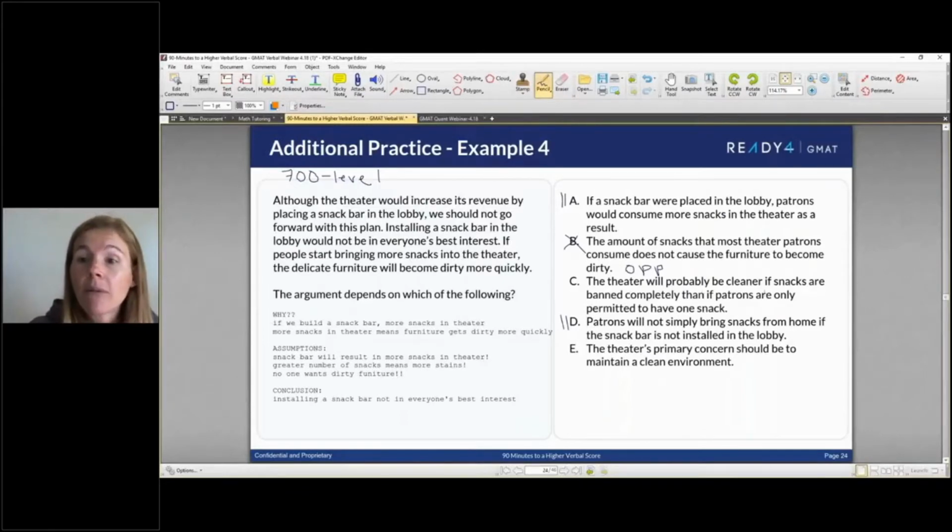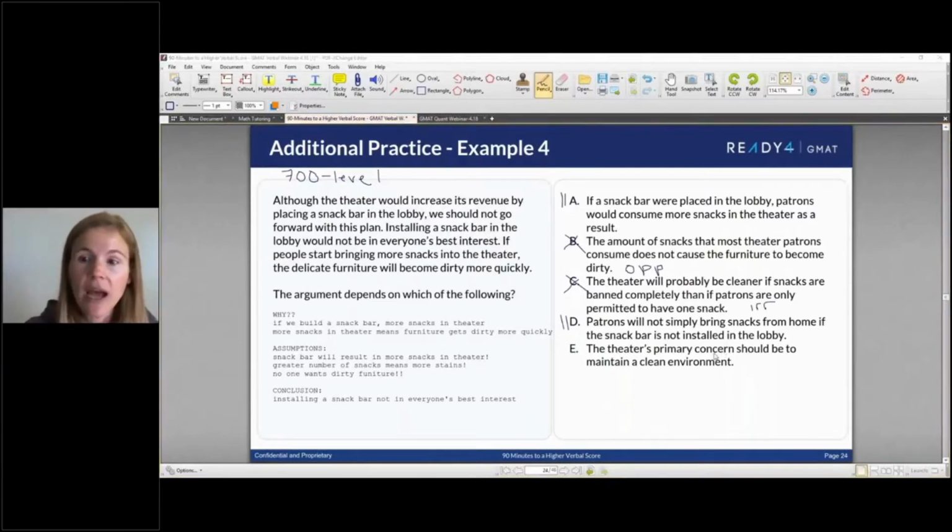C: the theater will probably be cleaner if snacks are banned completely than if patrons are only permitted to have one snack. Well, we're not talking about banning snacks completely. We're talking about whether to put in a snack bar or not. So this proposes a hypothetical situation that we're not even addressing in this passage. So it's out. This one is irrelevant.